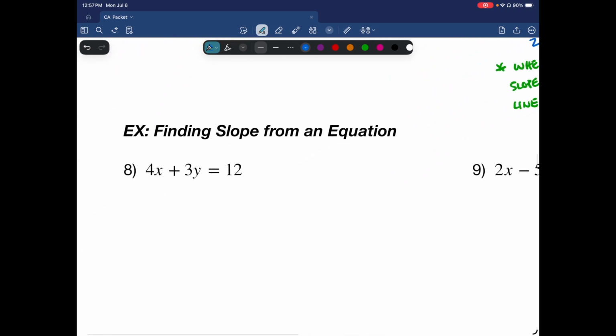All right, so number 8 says find slope from an equation. So we're solving for y. So we got 3y equals negative 4x plus 12. Divide by 3. y equals negative 4/3 x plus 12 divided by 3 is 4. So my slope is negative 4/3. So your slope lives right in front of x. So that's your answer.